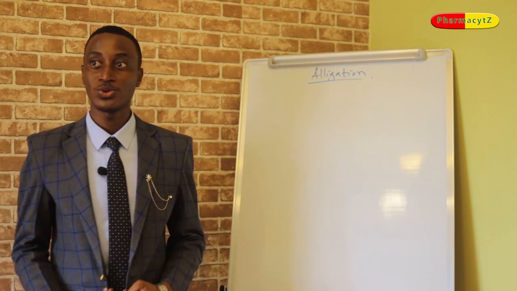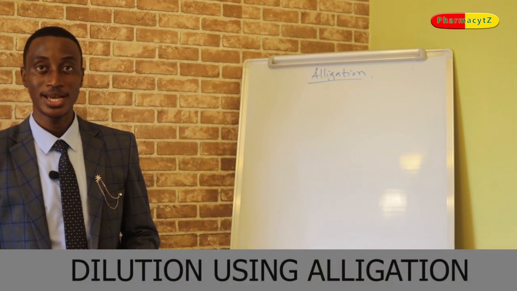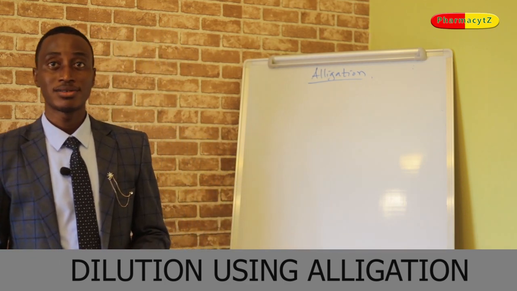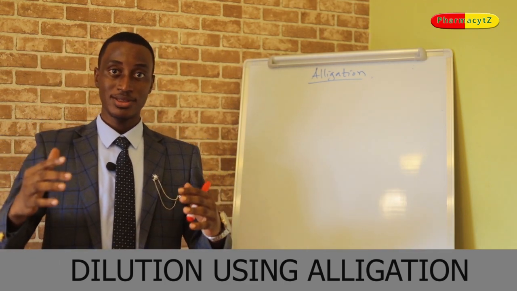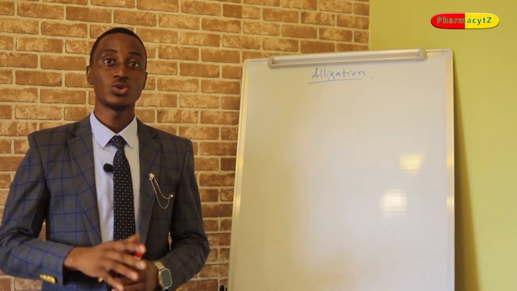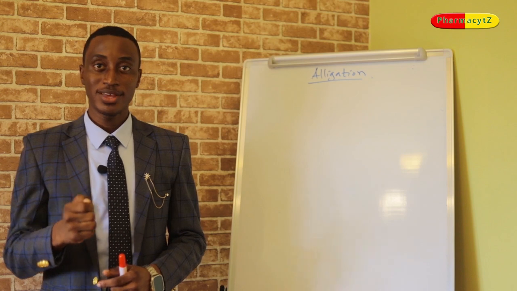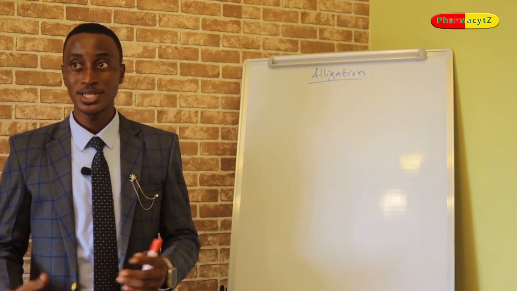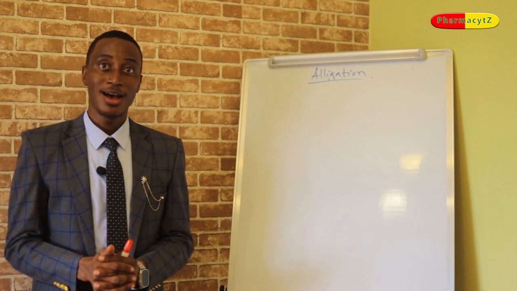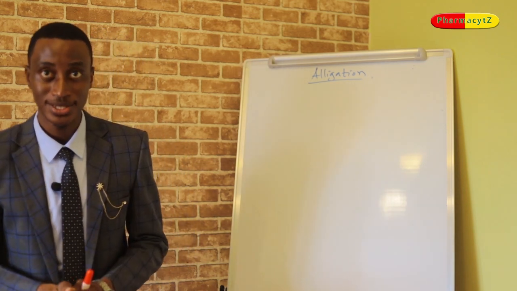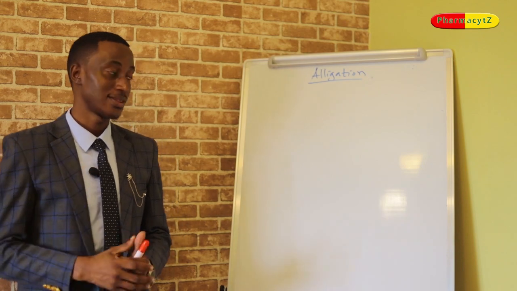Today we are going to look at the concept of dilution using alligation. Alligation is a means of calculating the percentage strength or the concentrations required of a given solution. So this is a quick method of identifying the final percentage strength, or obtaining the required proportions of the solution or semi-solid preparation, in order to get the final desired strength.